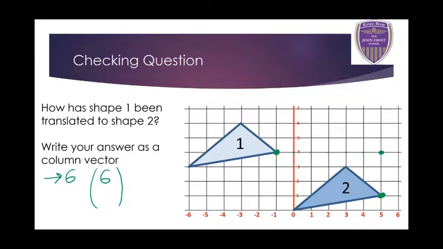Now, do I have to go up or down now to get to 2? Well, I have to go down, don't I? How many times do I go down? 1, 2, 3. So I've gone down 3 times. And if we remember, when we go down on the y-axis, that's a negative number. So the bottom number will be -3. Okay? So, well done if you got that right.